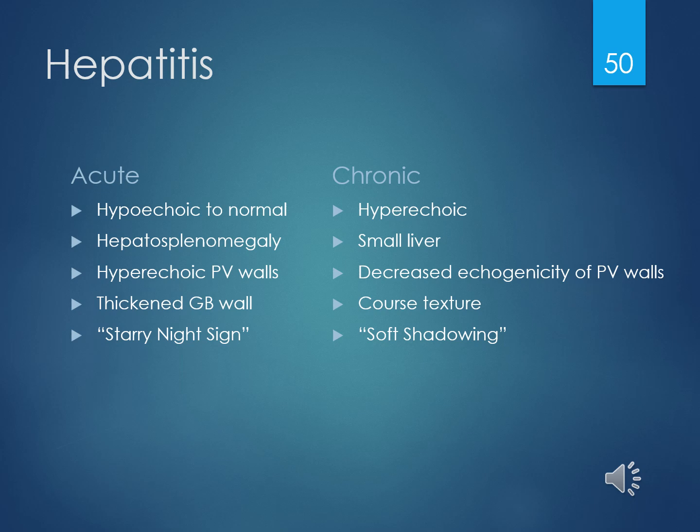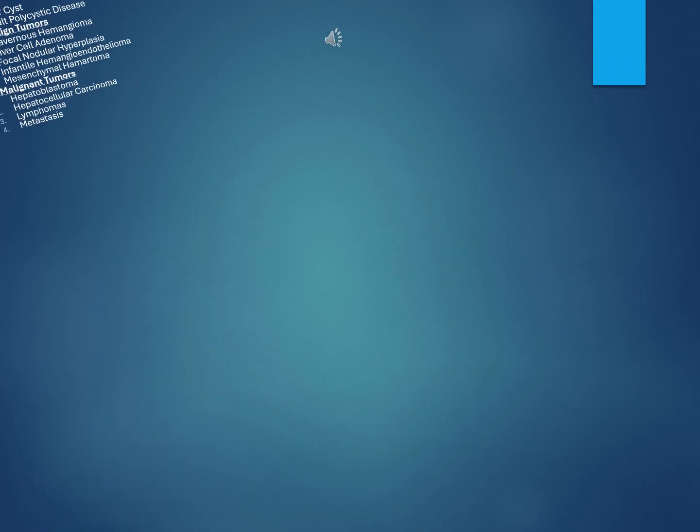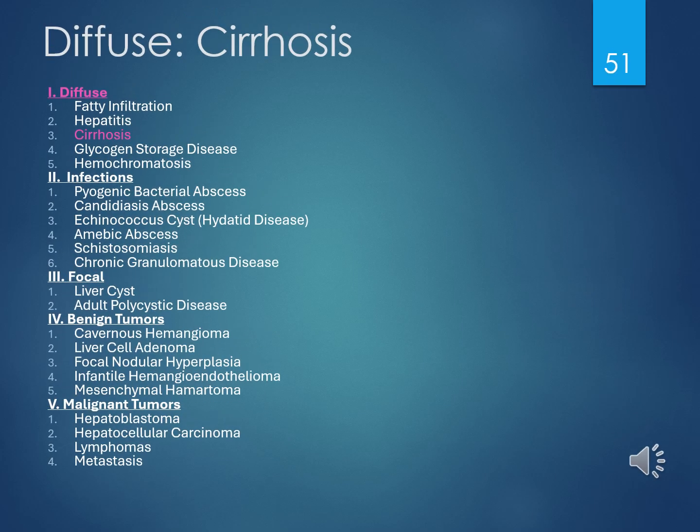Acute will have a thickened gallbladder wall. Chronic can have coarse texture, kind of like it's heading to cirrhosis. Acute, we get that starry night sign, and chronic, we get that soft shadowing. The next diffuse disease for us to talk about in detail is cirrhosis.